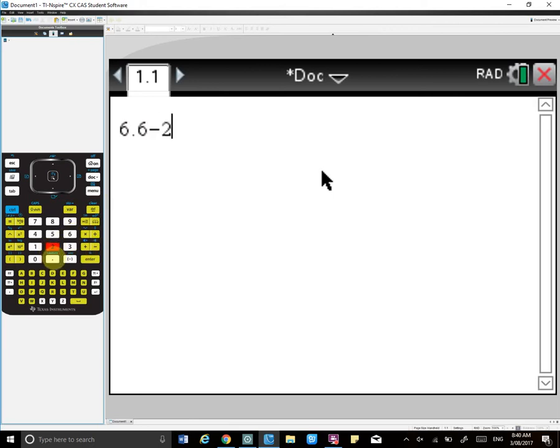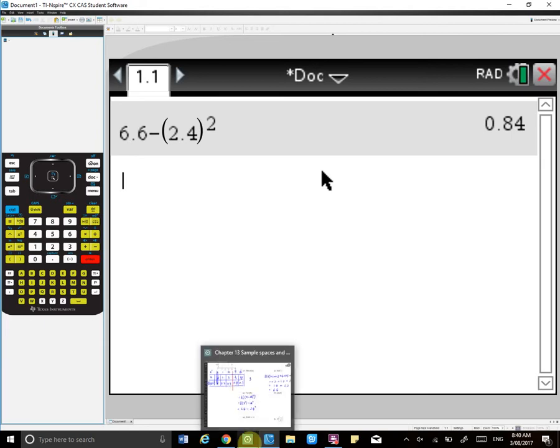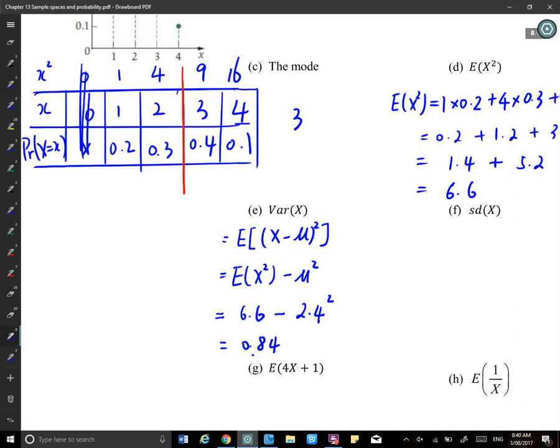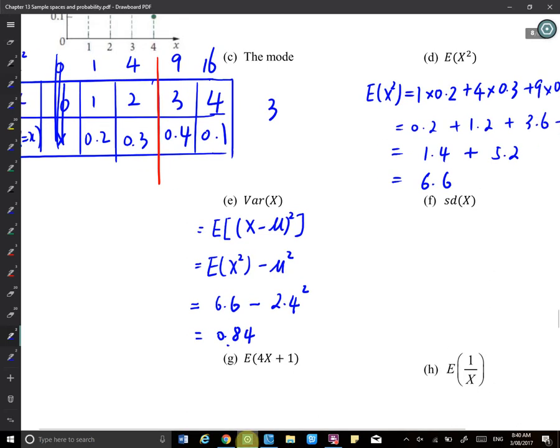6.6 minus 2.4 squared. That gives me 0.84. This is a pretty small value, which means the data are all quite close to the mean. Everything we have, 1, 2, 3, 4, and the mean is 2.4. They're not far away from the mean. So we have a relatively small value for our variance of x.